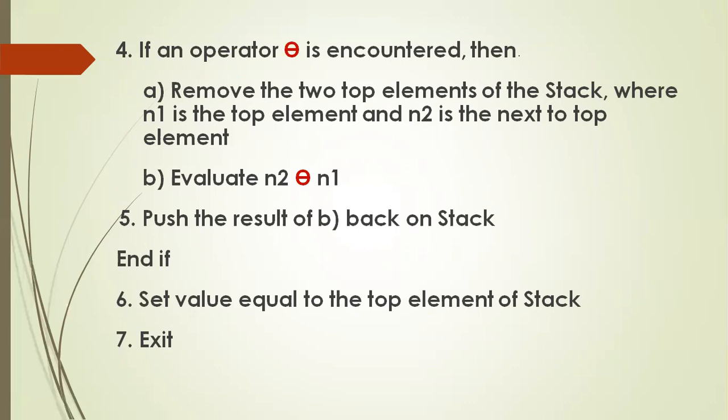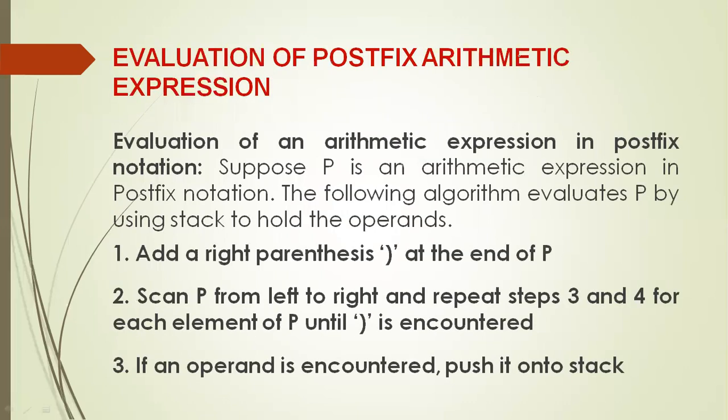End if. Finally, when you finish all these steps, your stack will be left with only one value. That will be the value of the arithmetic expression in postfix notation. That's all, so this is the algorithm. I will explain again. The moment the arithmetic expression is given in postfix notation, you call it P. To find its value, first you add a right parenthesis at the end of the expression P. The reason is that while scanning, somewhere you have to stop. To know the end where you have to stop scanning, you add a right parenthesis.